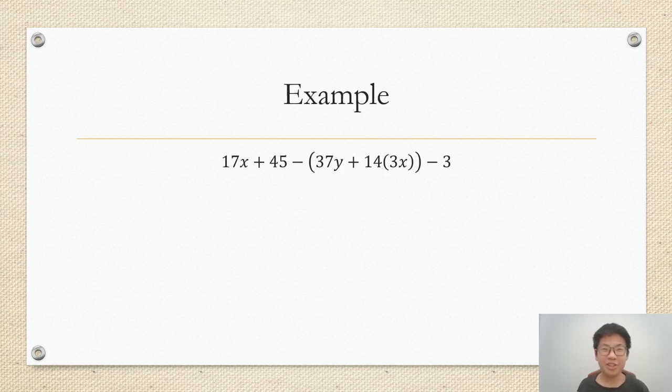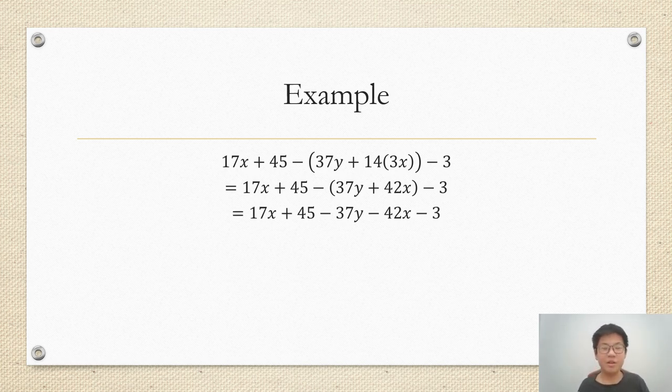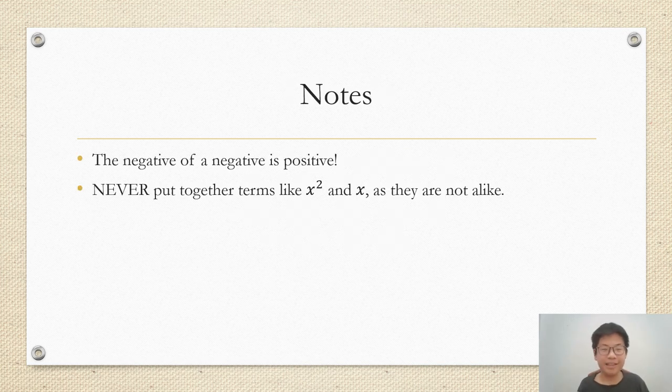Example. Let's try simplifying this monstrosity. First, we do the brackets inside first, then we multiply by the brackets outside, and then we simplify and collect like terms. Note that the y cannot be put with the x. And the negative of the negative is positive. This is a fact you need to keep in mind when doing substitution. And never ever put terms like x squared and x together, as they are not alike. And see what happens if you don't multiply the brackets.